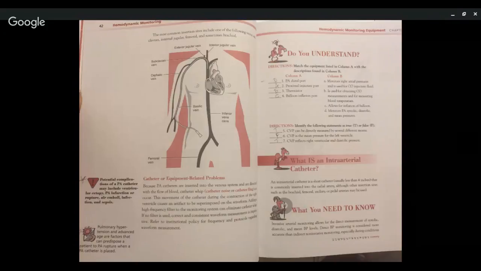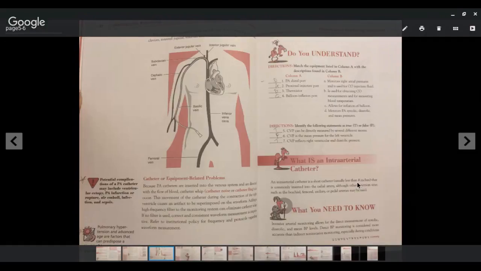What is an intra-arterial catheter? An intra-arterial catheter is a short catheter, usually less than 4 inches, that is commonly inserted into the radial artery, although other insertion sites such as the brachial, femoral, axillary, or pedal arteries may be used. So 4 inches. Need to know.